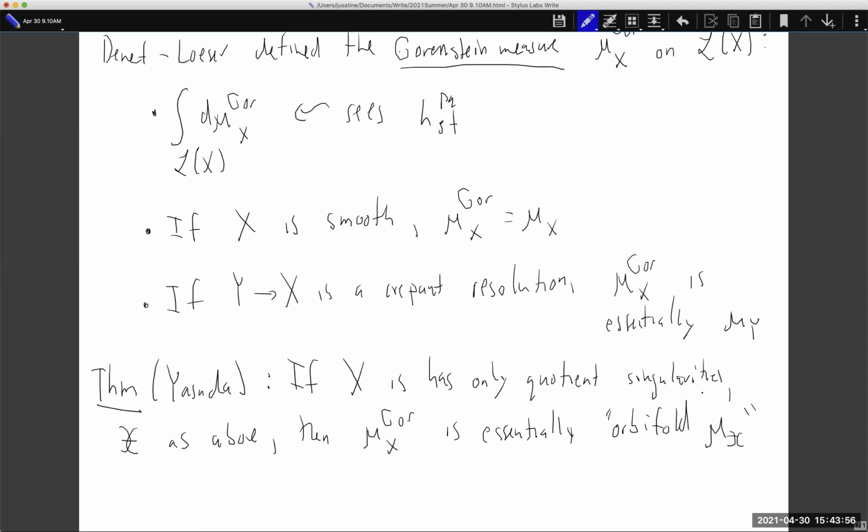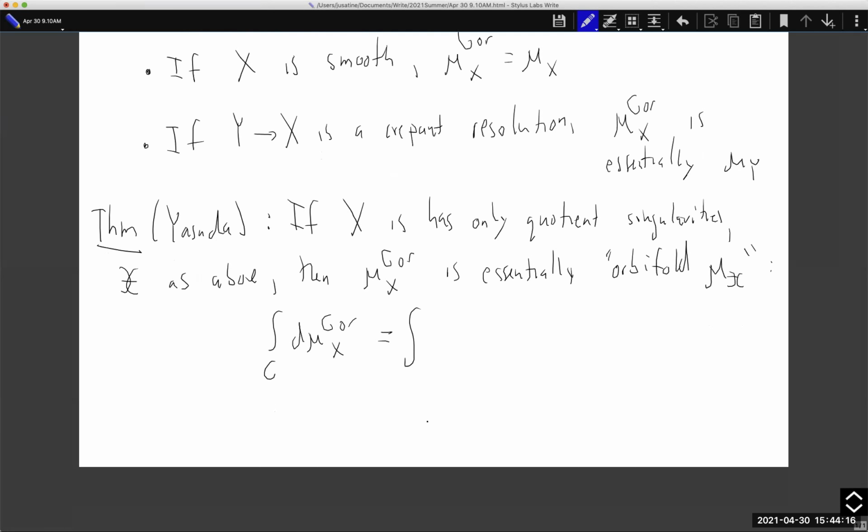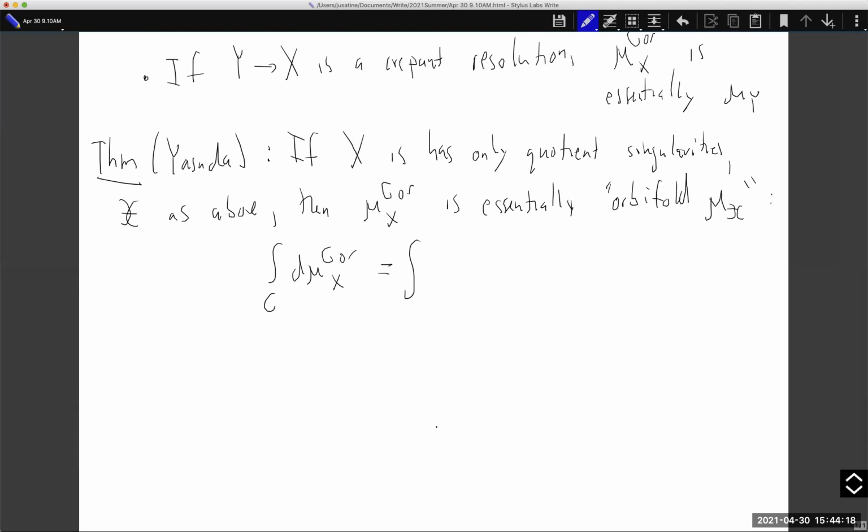I put that in quotes because I don't quite want to define it, but let me give a sense of what I mean by this. So what does Yasuda prove? Yasuda proves that if I want the Gorenstein measure of some measurable subset C, then I can rewrite that as a particular integral over some version of arcs of the stack. I integrate over the preimage of C, which is something in arcs of the stack.